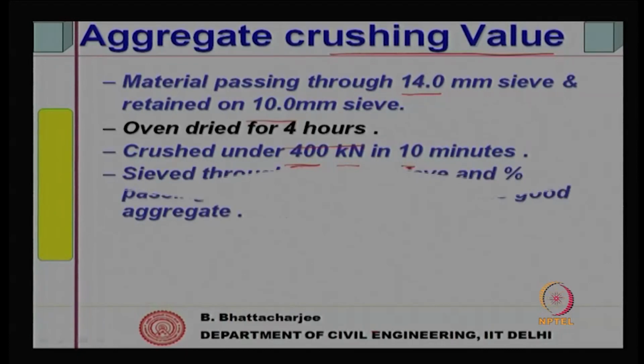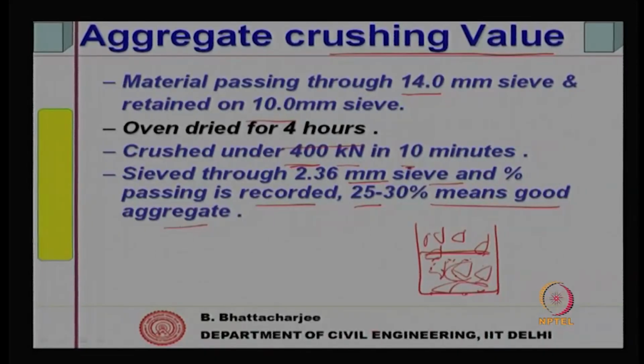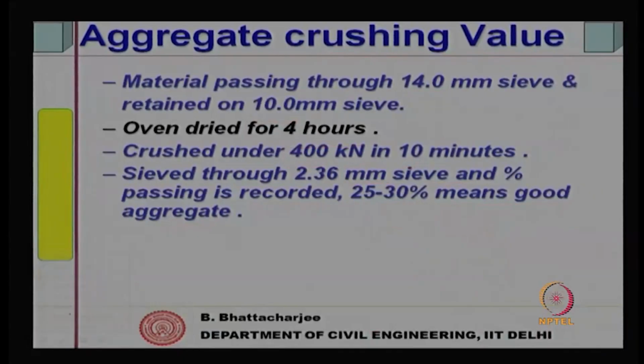Now, what will happen when you crush these aggregates? Originally, they were filled in like this, and once you crush, they will occupy these areas first, but a number of fines will be generated through crushing. Then you sieve this material through a 2.36 millimeter sieve, and the percentage passing is recorded. 25 to 30% means good aggregate. If it is high, 40 to 45%, then it is not so good an aggregate. Comparatively, 25 to 30% is good aggregate, so it can be used in concrete.